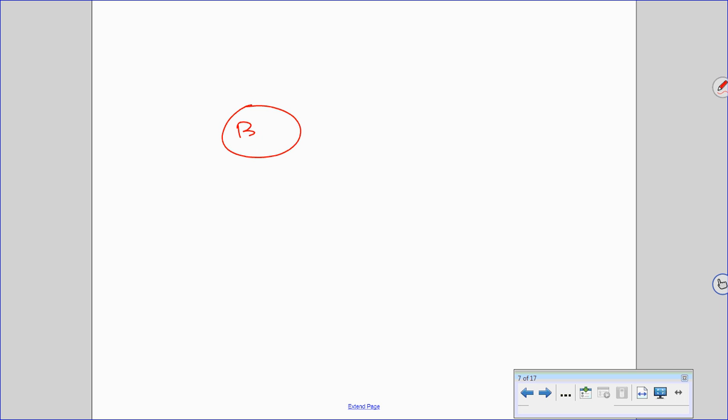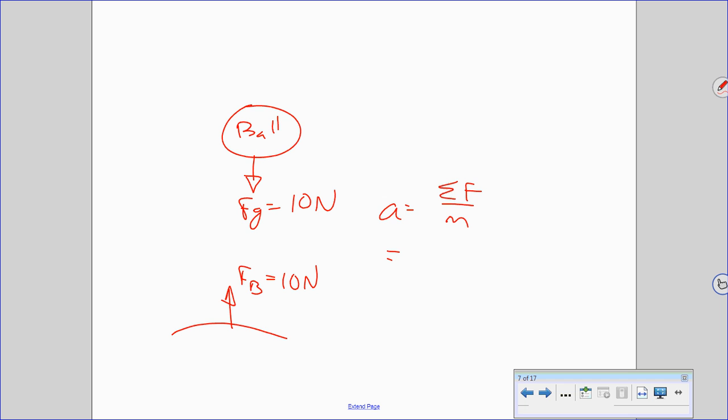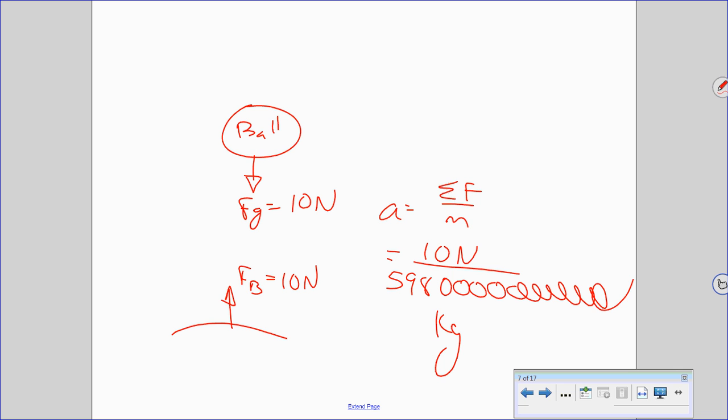So here's my ball, right? So maybe it weighs, whatever, 10 newtons. Here's the earth. The ball is pulling the earth up with 10 newtons. Look, the acceleration that would produce would be the net force on the earth divided by its mass. Well, your net force is 10 newtons. The mass of the earth is gigantic. It's 5.98 with 22 zeros after it. So the acceleration is going to be teeny, teeny, teeny. But technically speaking, I just moved the earth. Right? Because the earth did accelerate up towards the pen, a teeny, teeny, teeny amount, 22 teenies.